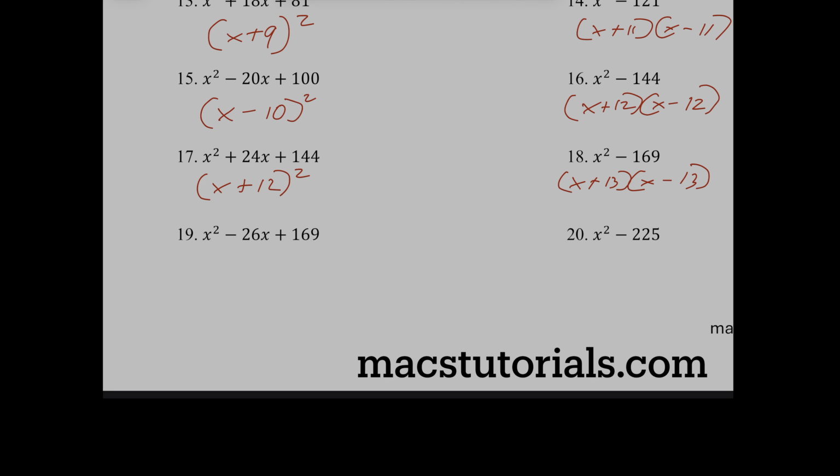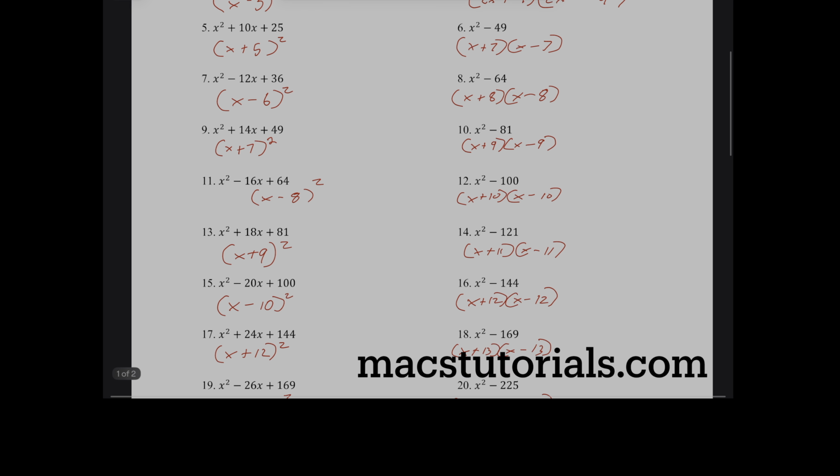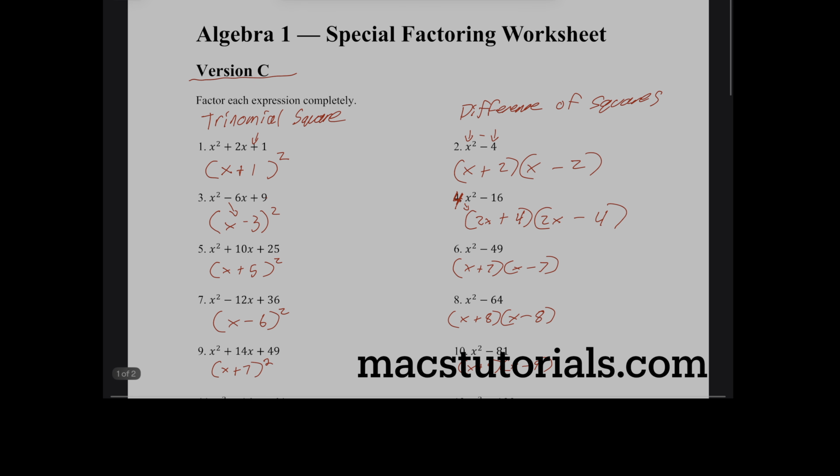plus minus. Next one, square root of 169 is 13. 13 times 2 is 26. We're going to put in the minus, quantity squared. And the last one, perfect square minus a perfect square. Boom, it's going to be 15 and 15. Signs are different. Okay, so if you can understand these, you're in really good shape to move forward.